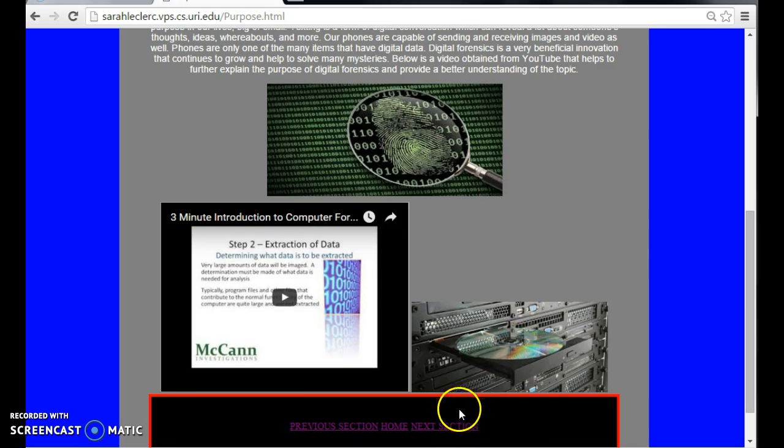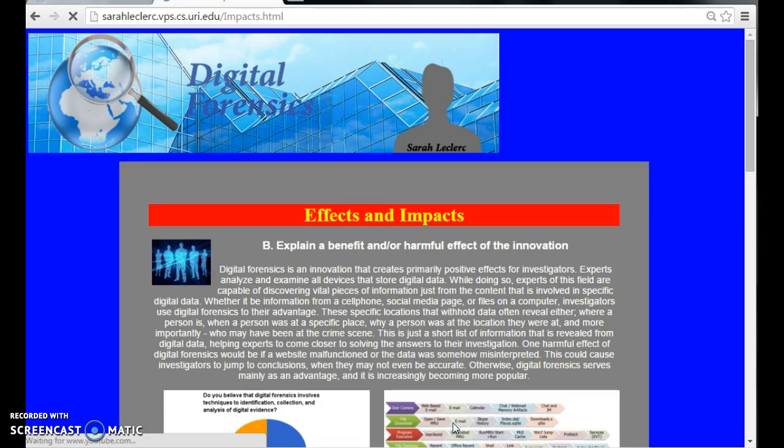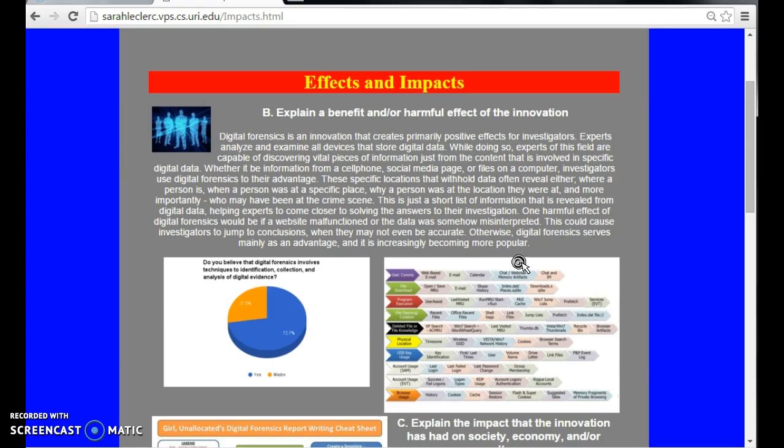The next section I have created in my table of contents is the effects and impacts page discussing a benefit and harmful effect of digital forensics. Generally, this innovation creates positive effects for investigators. The main benefit of acquiring digital data is that through the analyzation process, the data often reveals plenty about the person who primarily accesses this digital device.